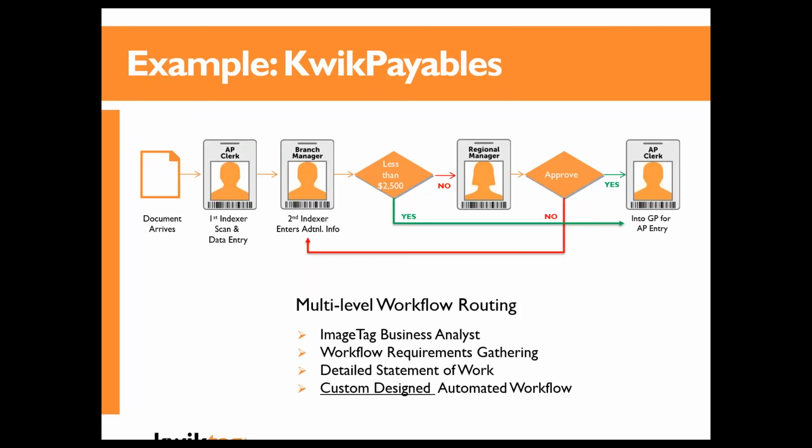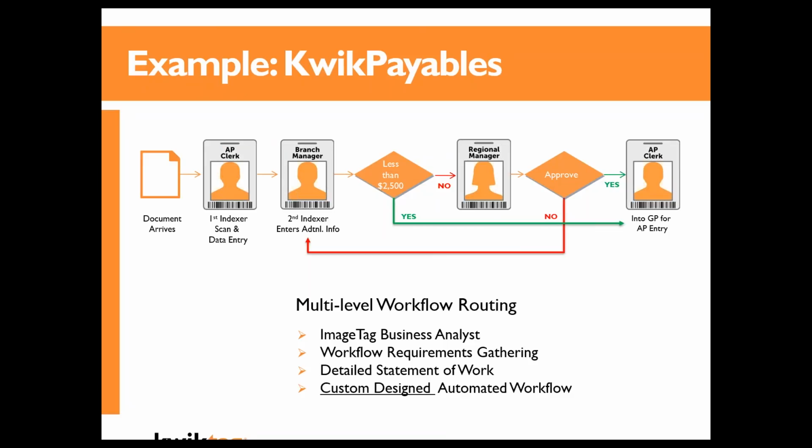Now, my little diagram here is talking about an invoice. It routes for review and approval. One person indexes it. Another person enters some information about it. It gets approved by the regional manager, and then it gets pushed into GP, and the AP clerk can take 59 invoices at once and assign them to a payables batch and move them all in one move, one click, right? But how we get there is through a workflow scoping call.